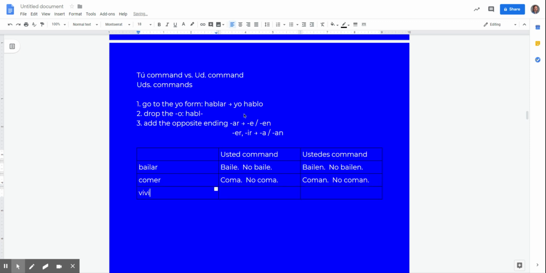All right, well, let's do this. There we go. Vivir, live. We talked about this earlier. You want to say live in Locust. You would say vivo is the yo form. Drop the o. Add the opposite ending. IR verb, you add an a. Viva.